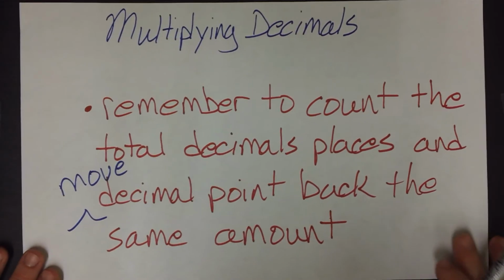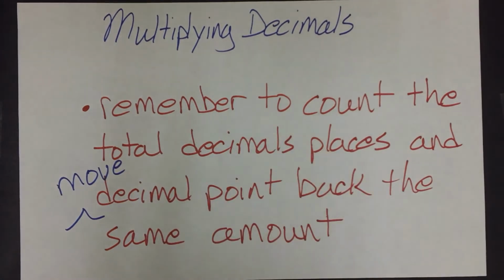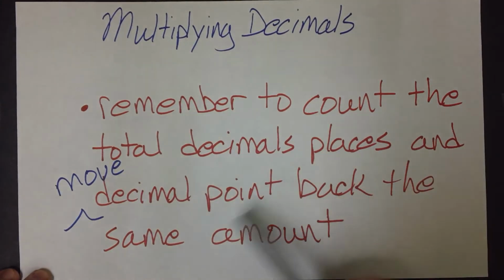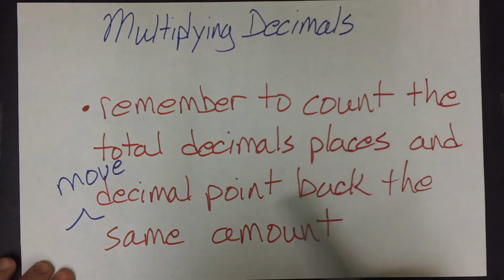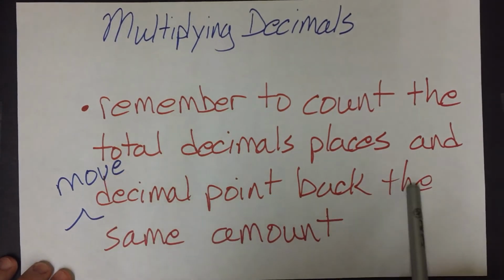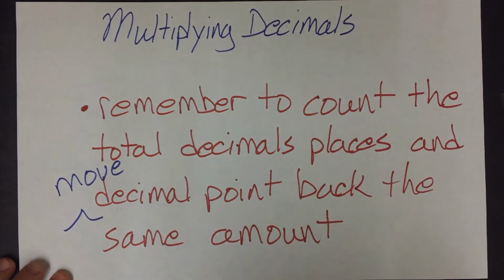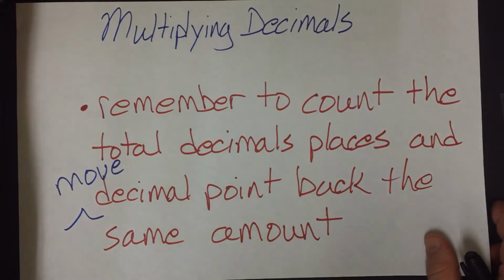Now let's look at decimals. When we multiply decimals, you need to remember to count the total decimal places and move the decimal point back the same amount when you find your answer. So let's look at an example.